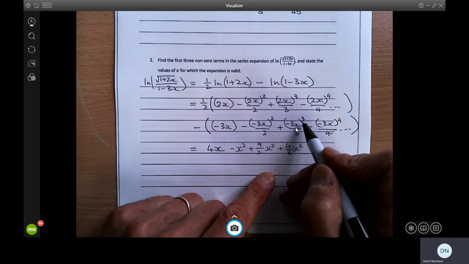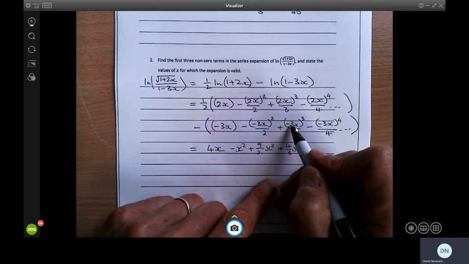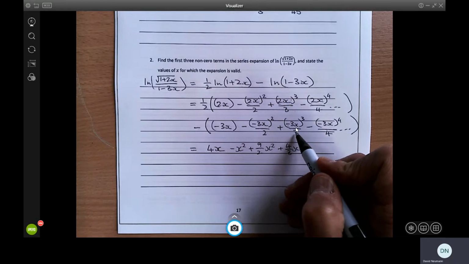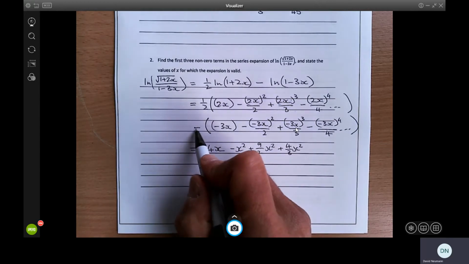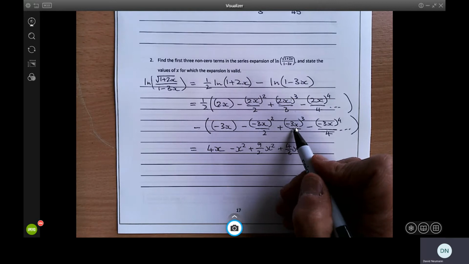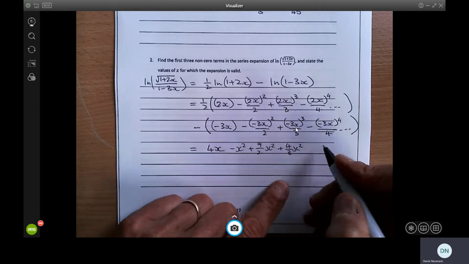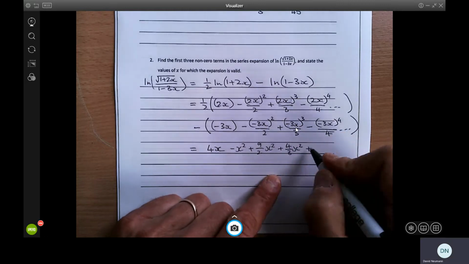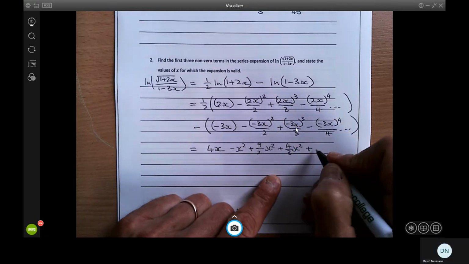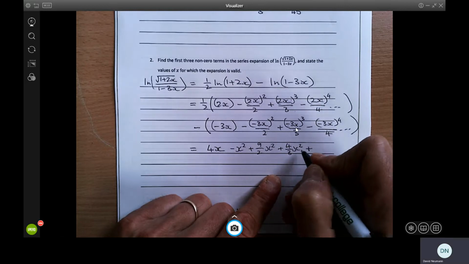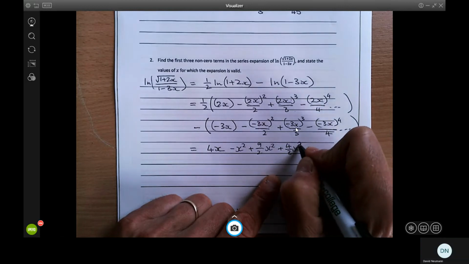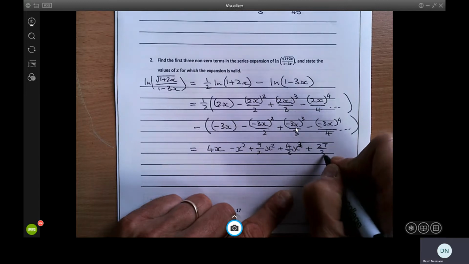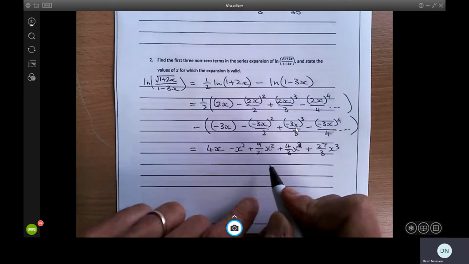This is negative 27x cubed over 3, and then we've got a negative here, so it's going to be positive 9x cubed, I think. Actually, let's leave it as 27 over 3 because we've got over 3 there. That should be cubed. Plus 27 over 3x cubed.